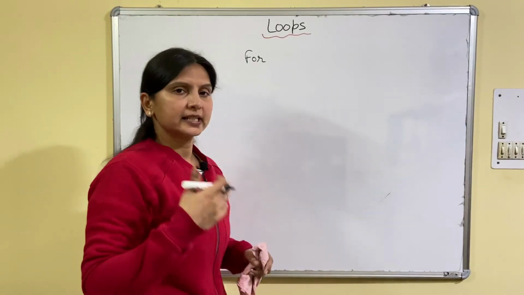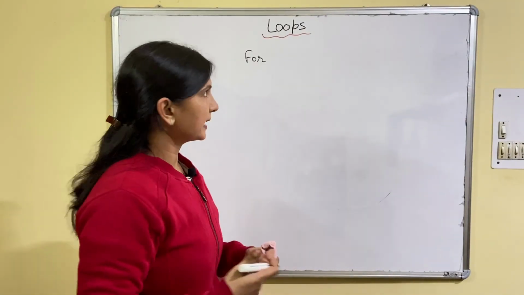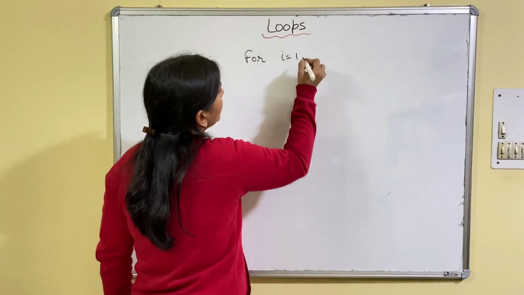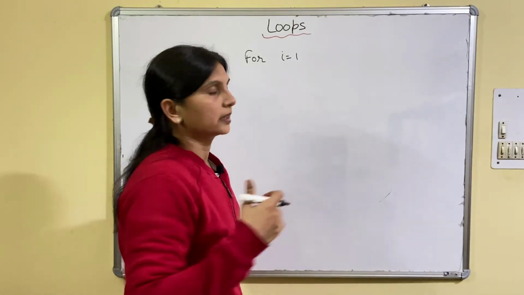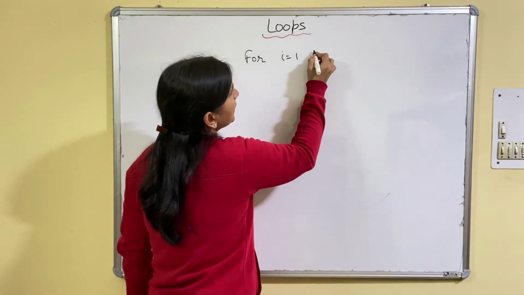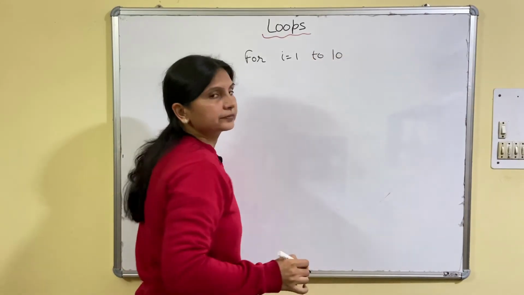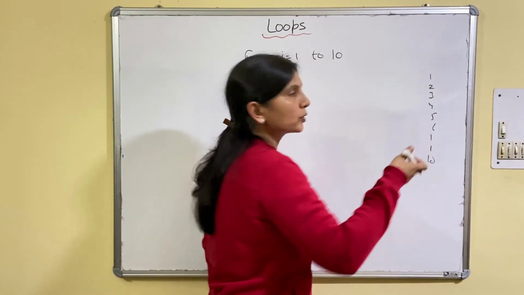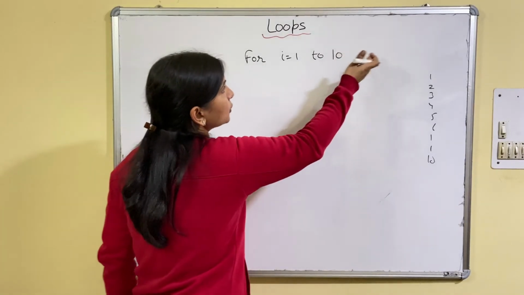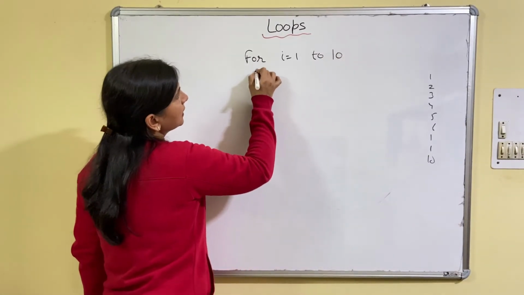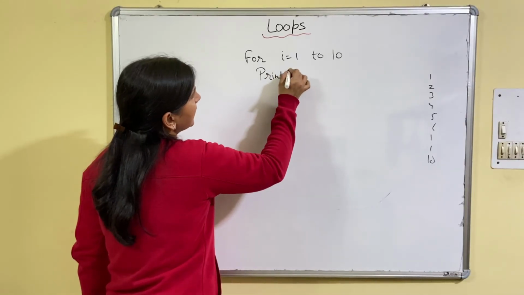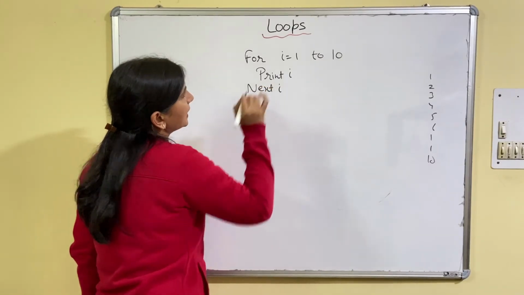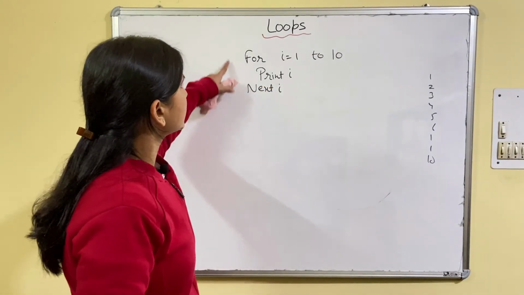Here I am not using CLS again and again, you know better, you have to use CLS and END. So I am writing only the for loop. For I equals to 1 to 10, because we need to print 1, 2, 3, 4, 5, 6 up to 10. So increment is of 1 only. So no need to write step 1. I am skipping step 1. Print I. Next I. That's it. This is a small program.